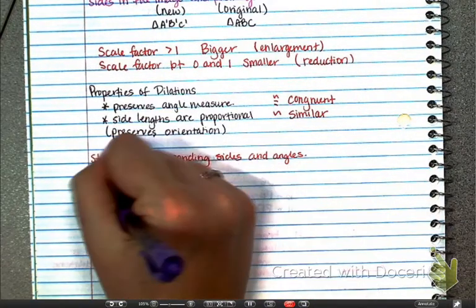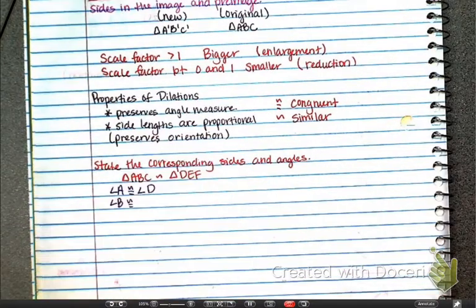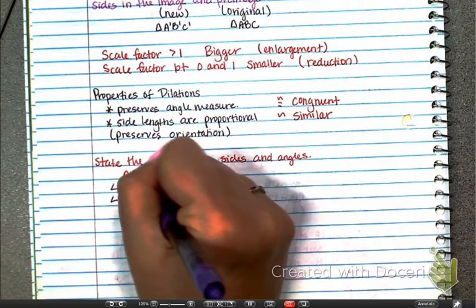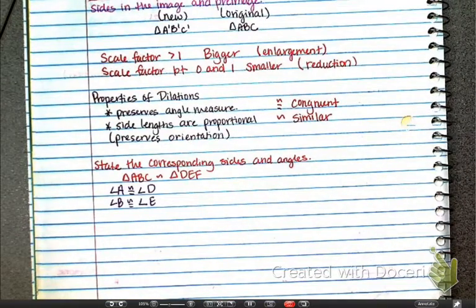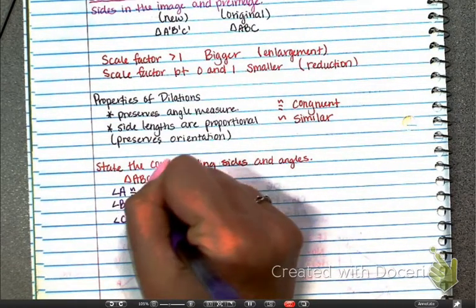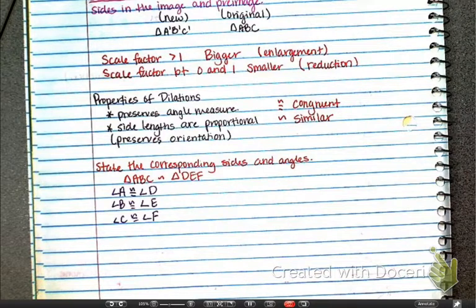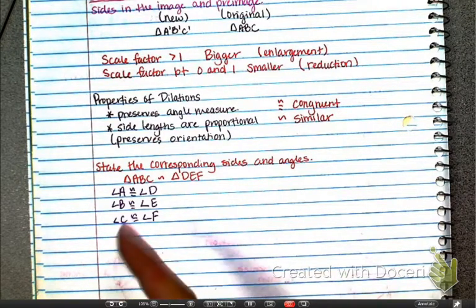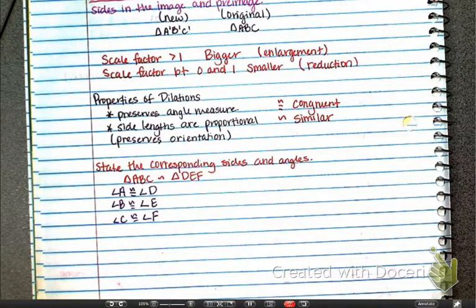What if I said angle B? What would angle B be congruent to? E, because it's in the exact same spot. And then what's my last angle? C, and F. You'll also notice that I use the angle symbol. Okay, if you just give me a letter that's a point, we're not talking about the angles, so you need to make sure your notation's proper.